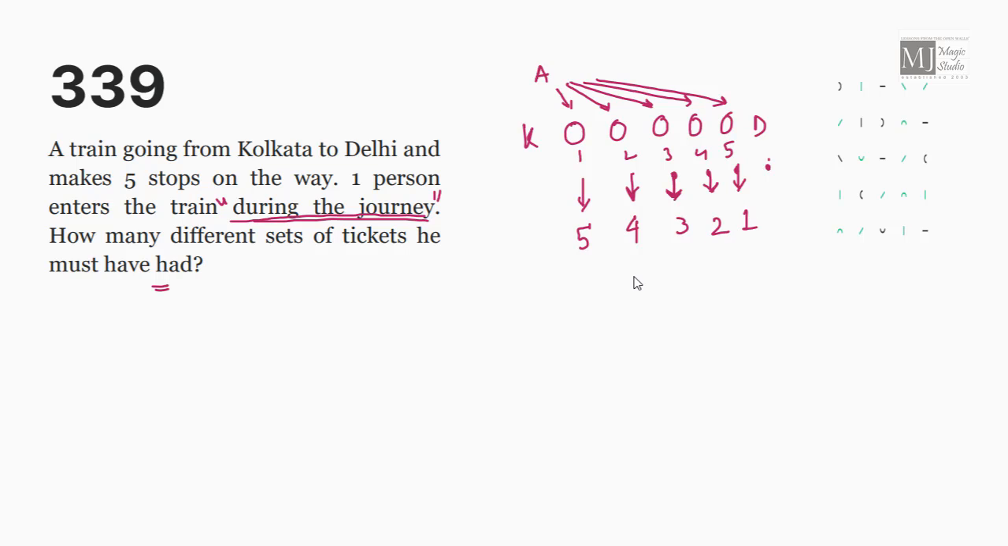Then how many different sets of tickets are possible with him? 5 plus 4 plus 3 plus 2 plus 1. And why am I adding? Because it's an OR case. Either he would have entered at station 1 or station 2 or station 3. Now again, at station 1 if he had entered, he might have a ticket for station 2 or 3 or 4 or 5 or the terminal one. That's why we are adding everything up. 5 plus 4 is 9, plus 1 is 10, and 15. 15 sets of tickets he must have had.